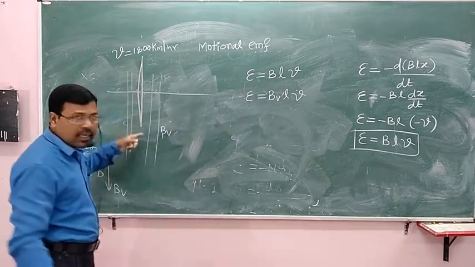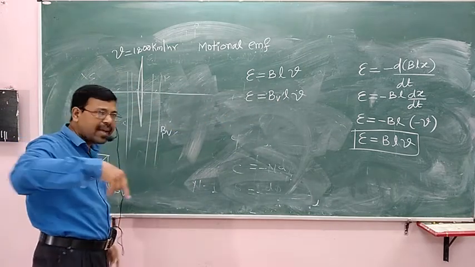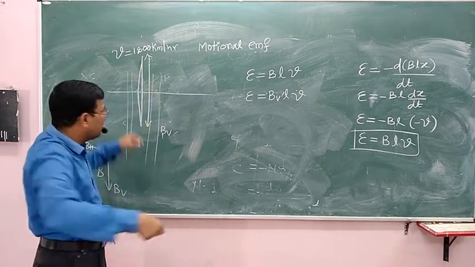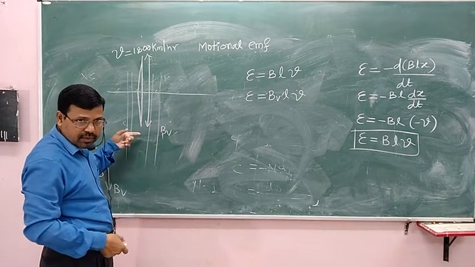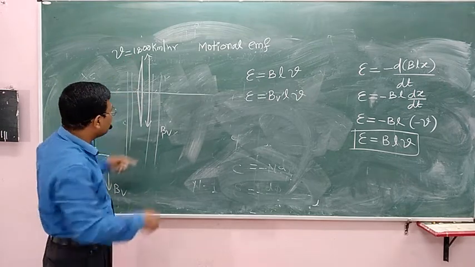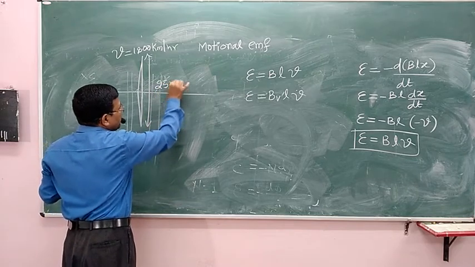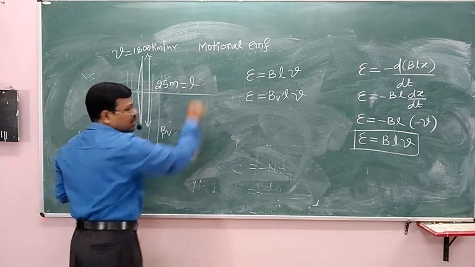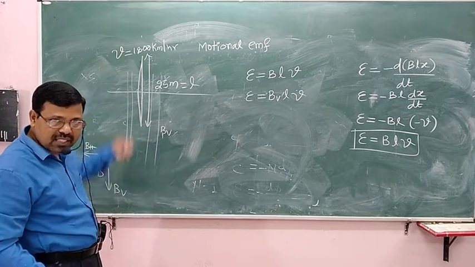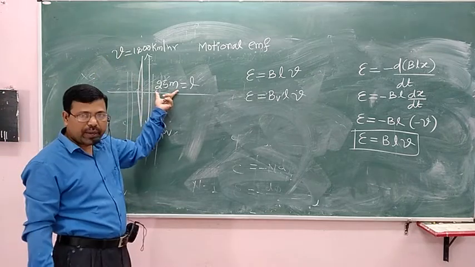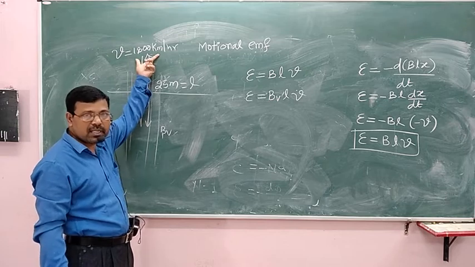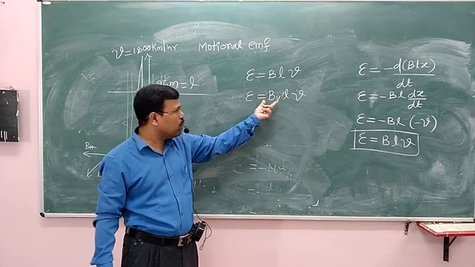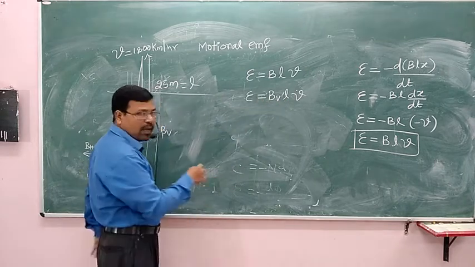Then what is this L? L is the length of span, the length of the wings. Let us take the length of the wings of the aeroplane as 25 meter. The speed of the aeroplane is 1800 kilometer per hour. We know the speed, we know L, but we don't know BV. We need to substitute the value of BV.